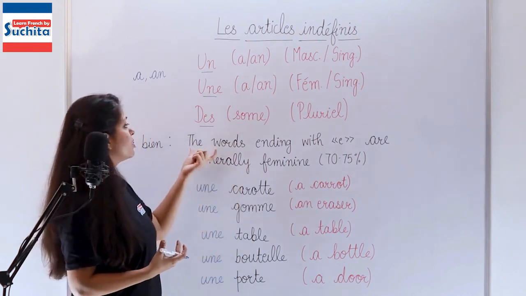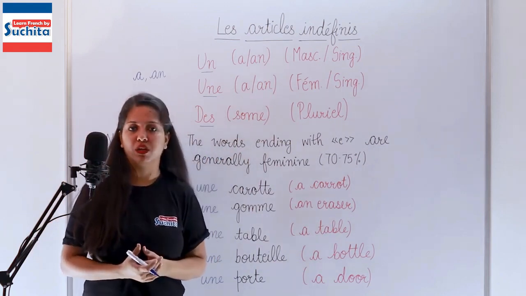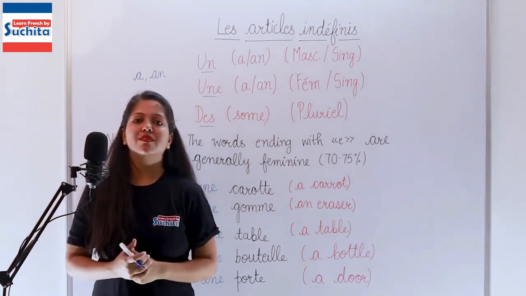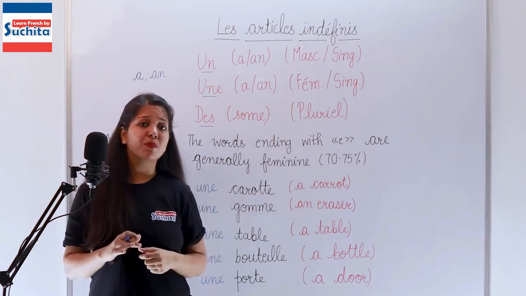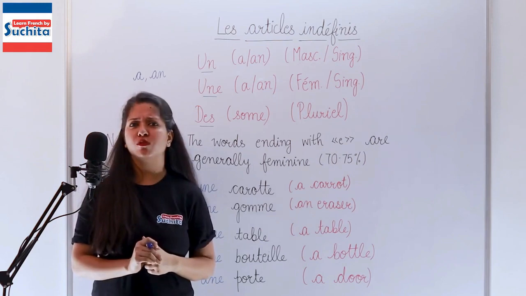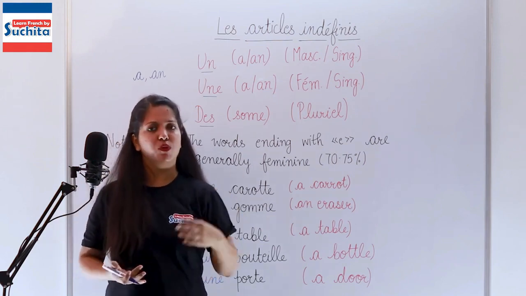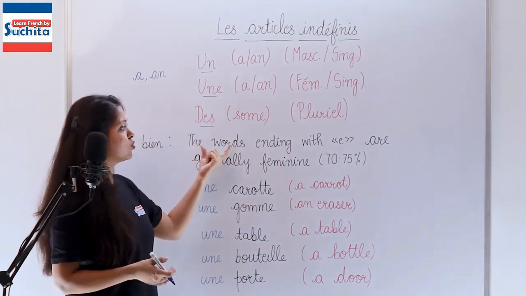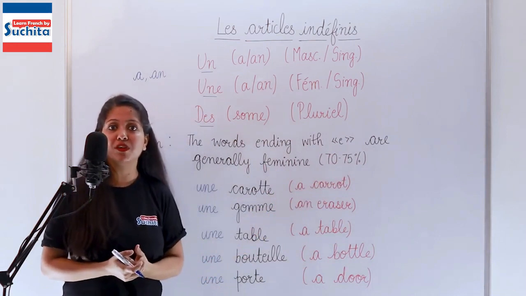So the general rule is the words which end with E are generally feminine. This rule is applied to 70 to 75% of the cases. However, 20 to 25% of cases are exceptions, which we will also learn. So, the words which end with E are generally feminine.